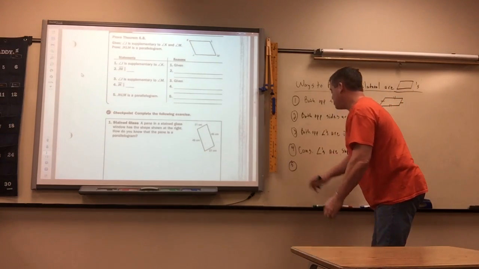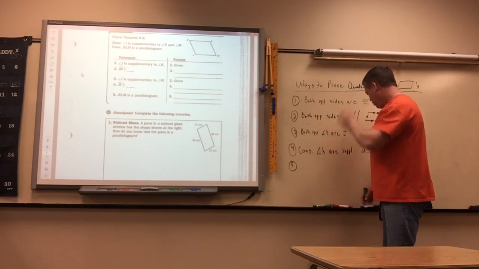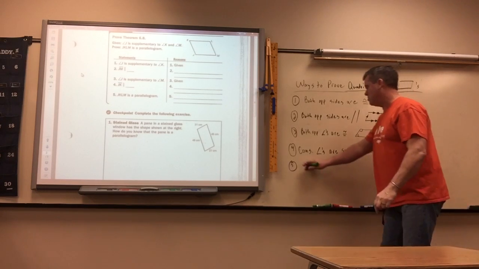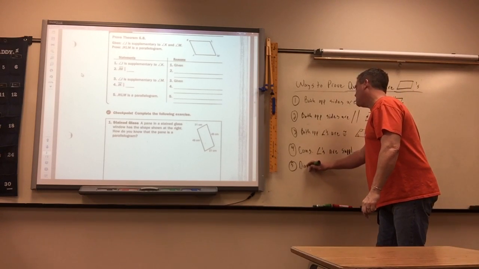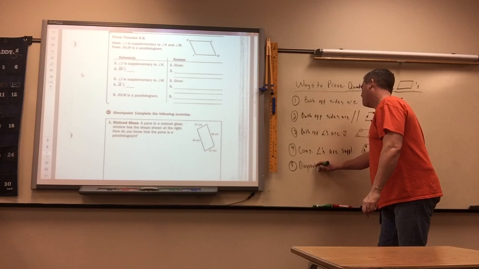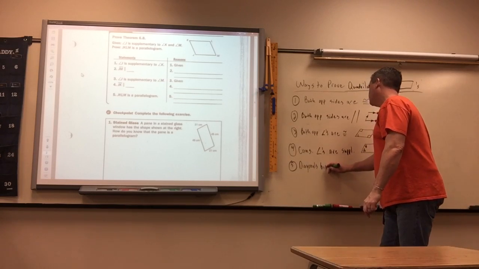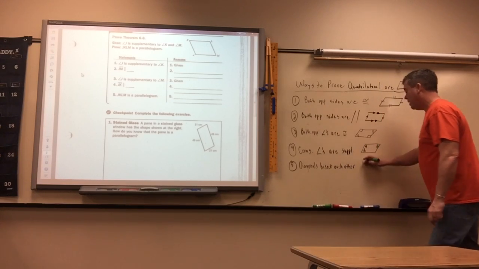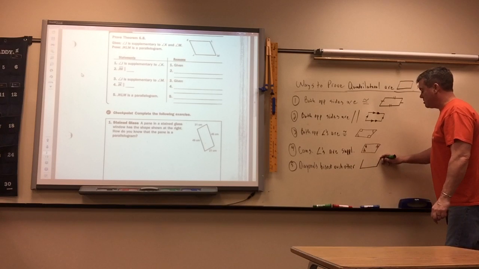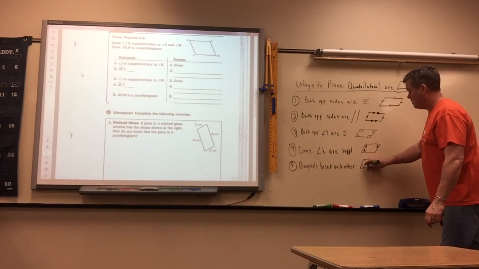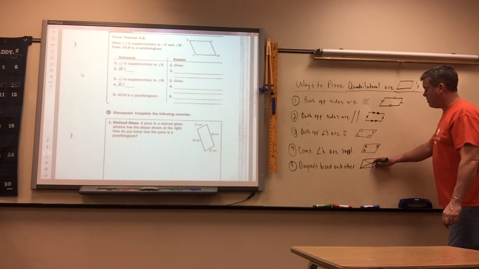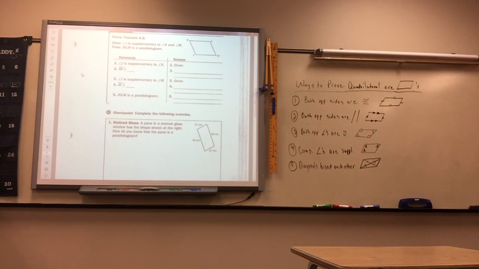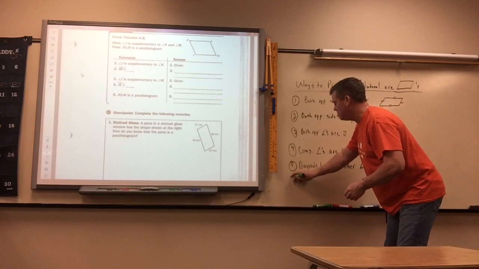What am I missing? Diagonals. Diagonals bisect each other. So that picture would look like this. That would equal that, and that would equal that. Now there is a 6th reason.